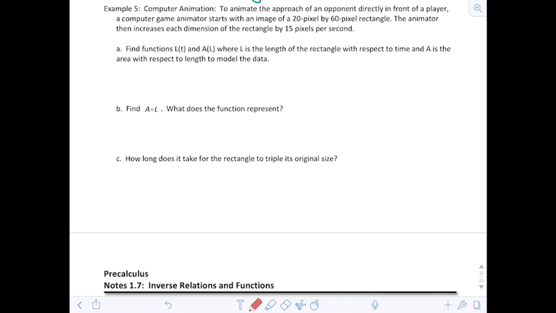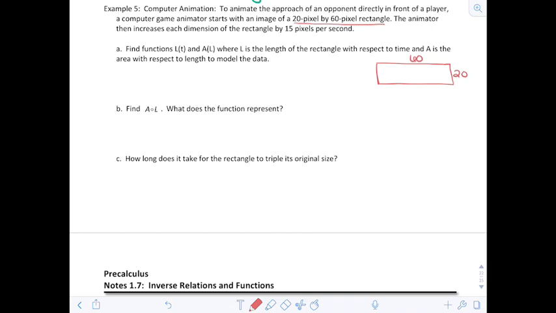Computer animation. To animate the approach of an opponent directly in front of a player, a computer game animator starts with an image of a 20 pixel by 60 pixel rectangle. Now I'm going to draw that right now. 20 pixels by 60 pixels. And gosh, that looks pretty square, Miss McDaniel. Let's draw something a little more 20 pixel by 60 pixel. Okay.